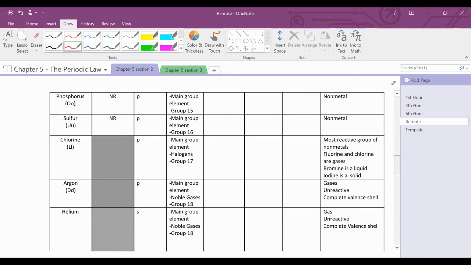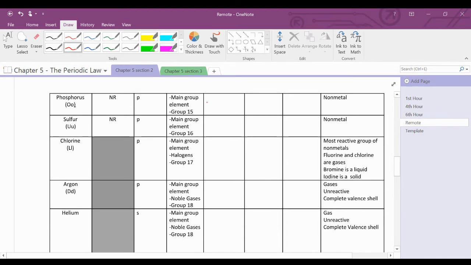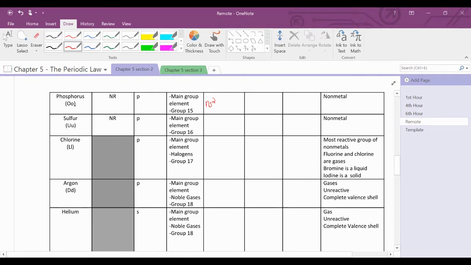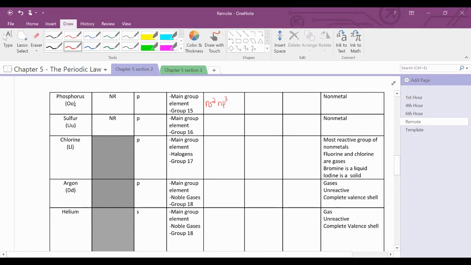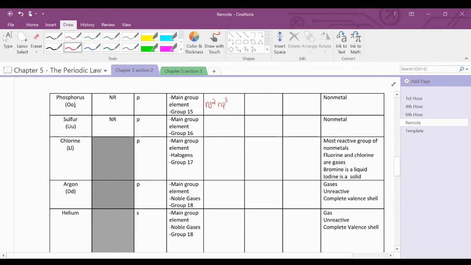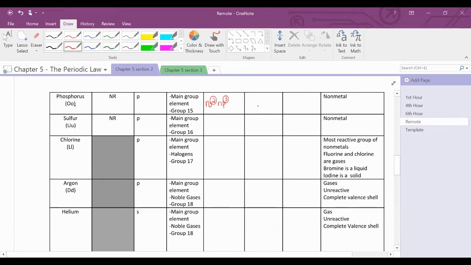All right. The next element in our table is phosphorus. It has valence electrons in S, so there are 2 of those. And it's in the 15th group, so that means that there are 3 electrons in P. If we add the electrons in S and P together, we're going to get 5.